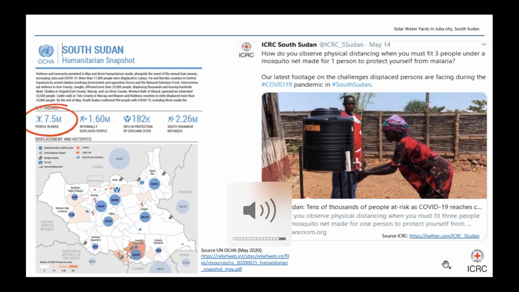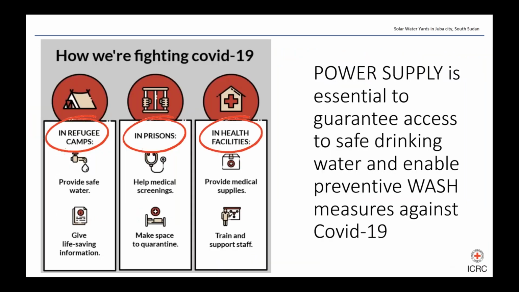Water, sanitation, and hygiene activities are one of the pillars for the humanitarian response in this complex situation, where the implementation of simple preventative measures such as self-isolation and hand washing can be a challenge. In the next slide, we speak of power supply. The ICRC in South Sudan today is responding to COVID-19 as part of its response in prisons, health facilities, IDP camps, as well as for the general population requiring access to essential services.